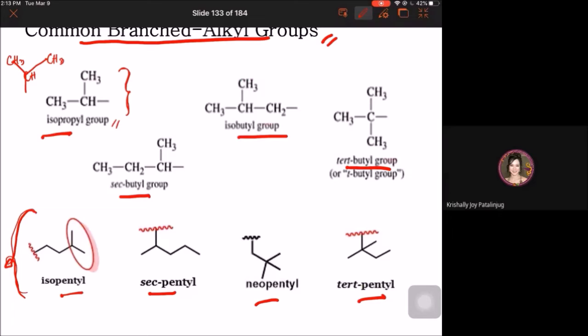Sa tanan nga common branch alkyl groups, isopropyl ang pinakadali ma-identify kasi 3 carbon lang siya. Wala nay lain nga complex nga substituent kapag 3 carbon, no? Isopropyl lang yan. Okay? So kahit isopropyl, para ma-practice ninyo mag-identify na it is isopropyl. Kasi 'di ba, isopropyl ang term na inyo na siyang ma-encounter sa day-to-day living. Example, isopropyl alcohol. Diba?